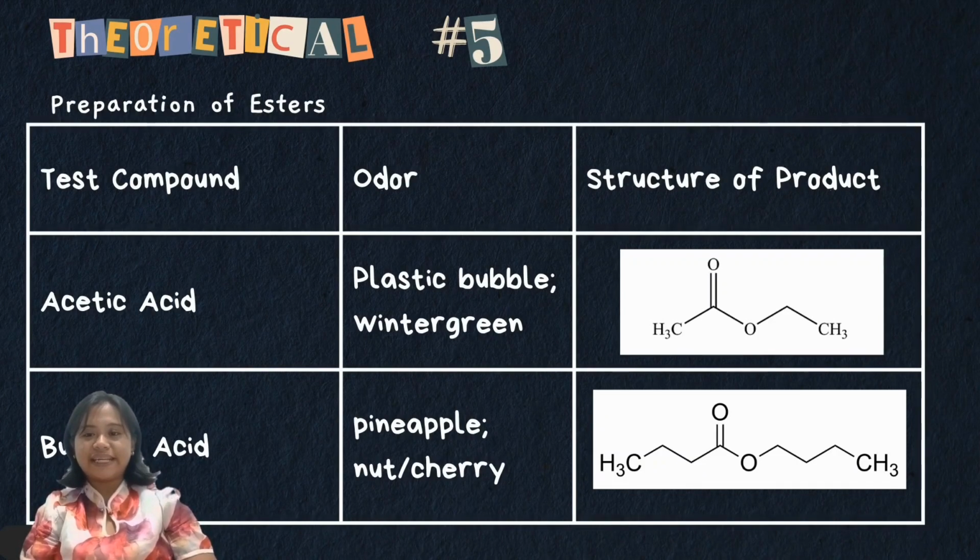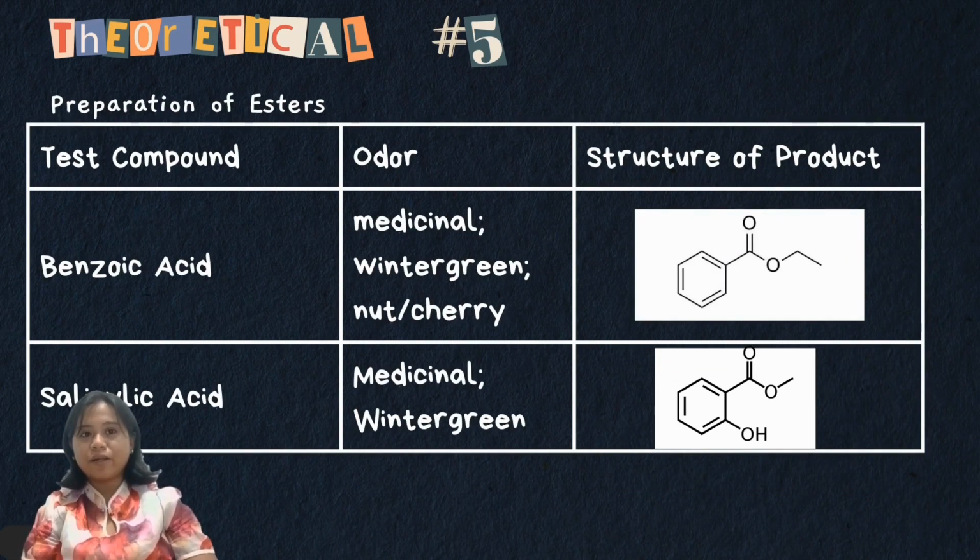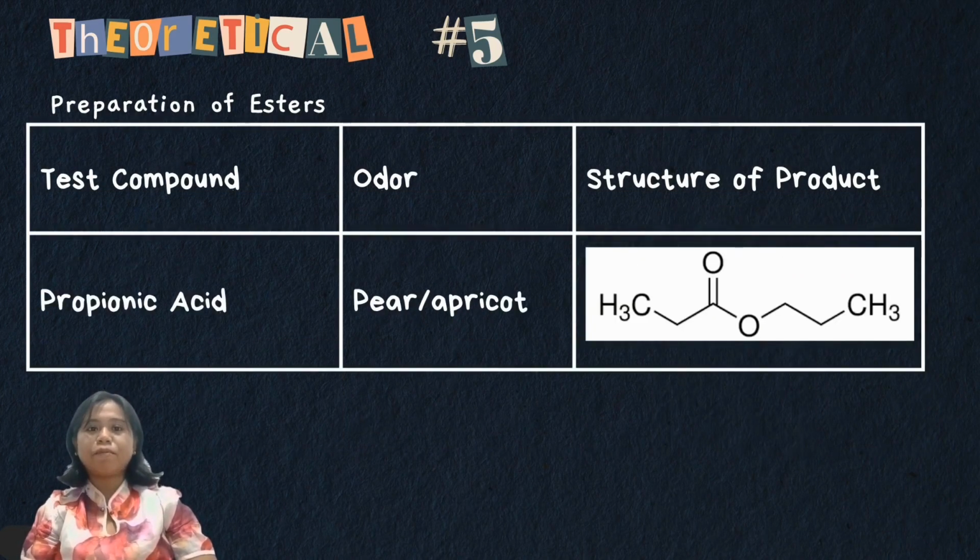For the 5th experiment, we conducted preparation of esters. Alcohols were added to different acids. Acetic acid plus ethanol is ethyl acetate with a plastic, bubble gum, wintergreen odor. Butyric acid plus butanol is butyl butyrate with a pineapple, nut, cherry odor. Benzoic acid plus ethanol is ethyl benzoate with a medicinal, wintergreen, nut, cherry odor. Salicylic acid plus methanol is methyl salicylate with a medicinal wintergreen odor. And lastly, propionic acid plus propanol is propyl propionate with a pear, apricot odor.